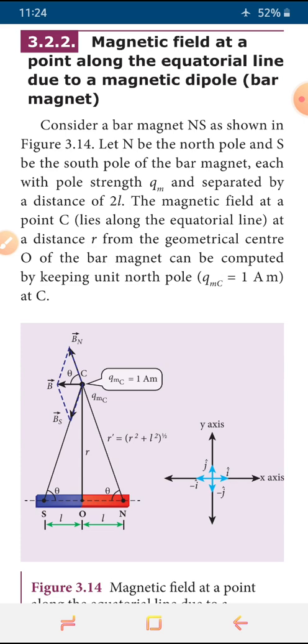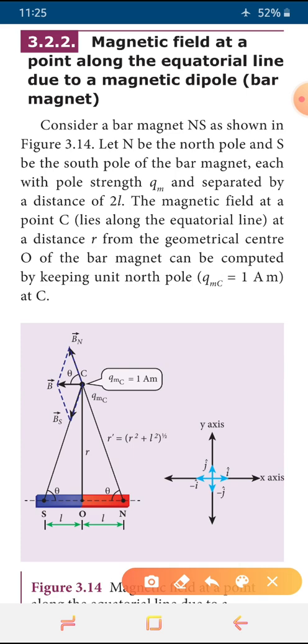And we are choosing the point C. This point is used to find the magnetic field in the equatorial line for this given bar magnet. That C is placed at a distance of R. And see the picture, figure 3.14. Angle CSO and angle CNO have the equal angle theta. Right? CSO and CNO are equal to theta.